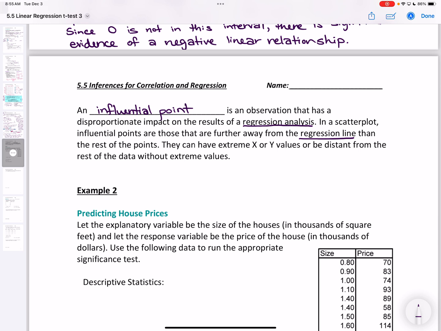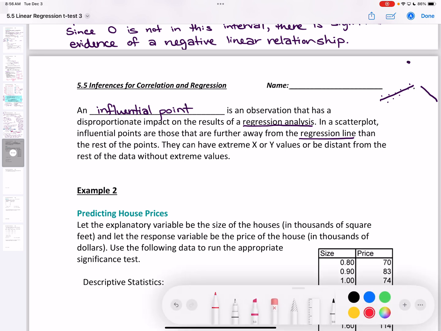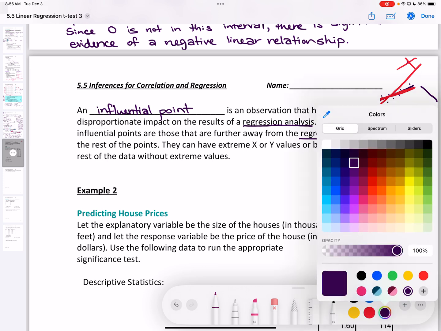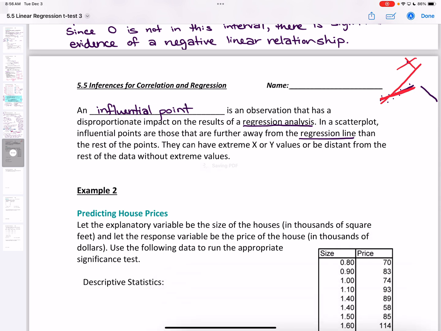If you were to put a line in there, either like that or like that, with an influential point, you might have stuff like this, right? That's kind of going all around, and then have something way up there. Because if I have something way up there, what's that going to do to my line? It's going to pull it like that, right? So if I remove that influential point, it's going to put that line back down here with the rest of the data. Does that make sense? So influential points really do have an impact on that data. They pull it, okay?